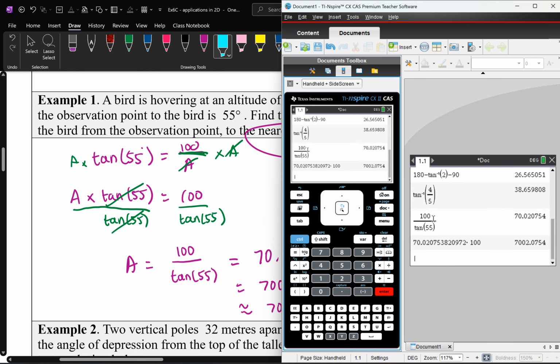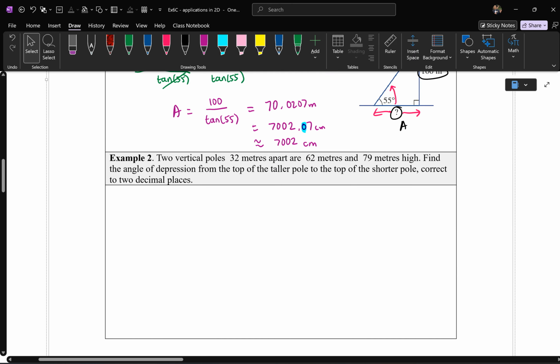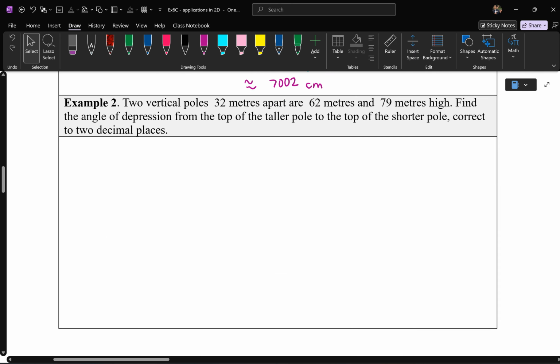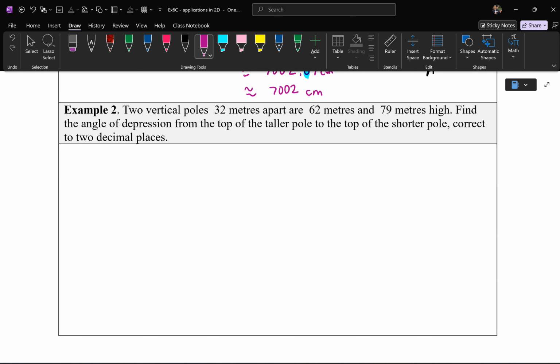All right, team. Let's do one last example, and that's it for today. Here we go. Two vertical poles, 32 meters apart, are 62 meters and 79 meters high. So what I'm saying is I've got a pole, one is 62 meters, the other one is 79, and they are 32 meters apart.